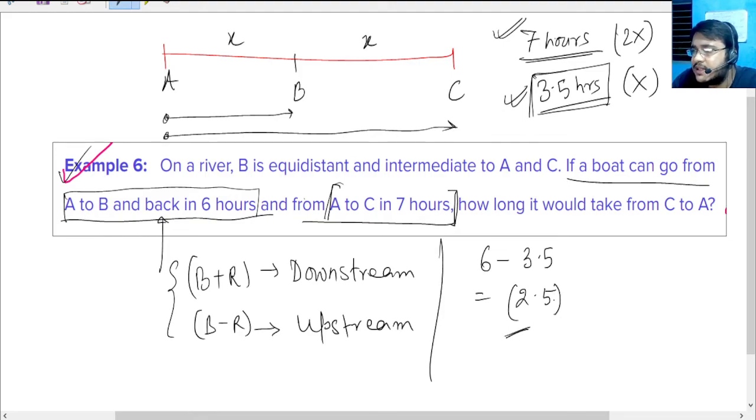Now if this is the upstream component from A to B, the upstream component from A to C will be, obviously the distance is 2 times of that, so the upstream time will also be 2 times of this 2.5, which is 5 hours.